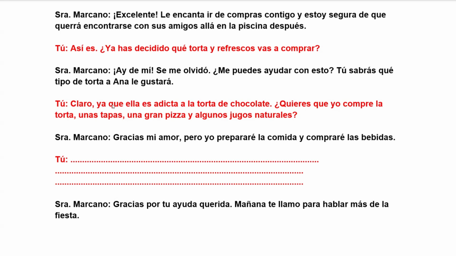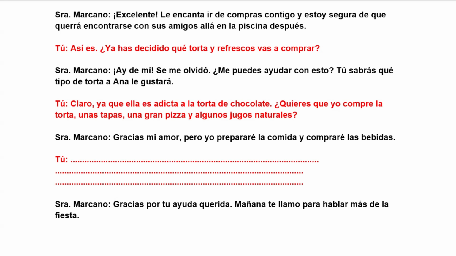here, this first sentence is related to what was said here, right? Claro, ya que ella es adicta a la torta de chocolate, right? This is a response to what was said here. And now our question is related to what was said below. As you can see, we said, ¿quieres que yo compre la torta, unas tapas, una gran pizza y algunos jugos naturales? Right? And then she says, gracias, amor. Right?